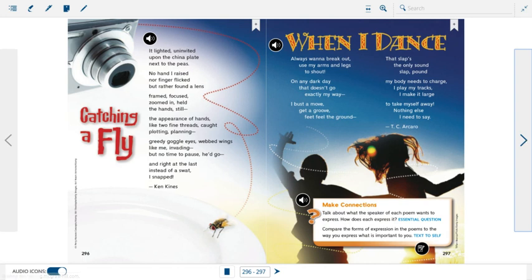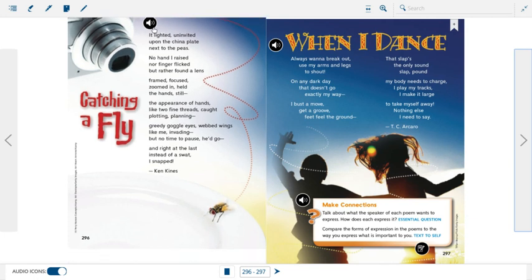The next poem that we're going to read is called Catching a Fly. Now, once again, think about lyric poems versus free verse poems and see if you can identify before we do it together whether it's free verse or whether it's a lyric poem.